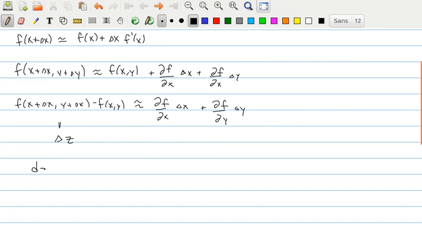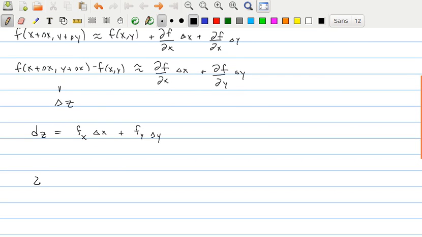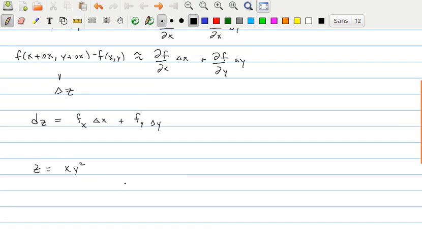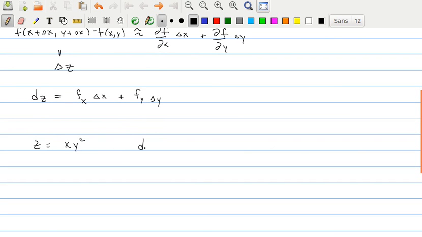This says that dz, well, we'll define dz to be this approximate difference. It'll be the partial of f with respect to x times delta x plus the partial of f with respect to y times delta y. So for example, let's say we've got z equals x y squared, and we want to find dz. We take the partial with respect to x, which is y squared times delta x, plus the partial with respect to y, which is 2xy delta y. So this is an approximation for the error in our function if we move the x and y values a little bit.